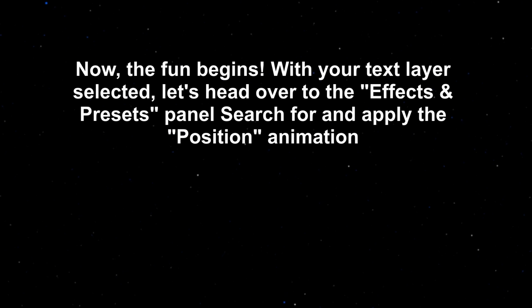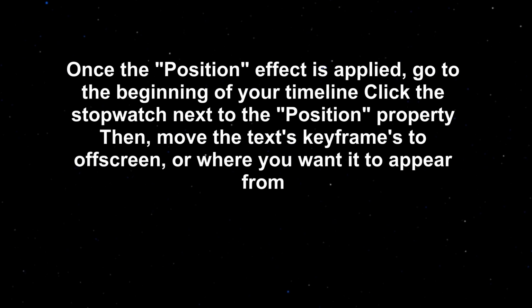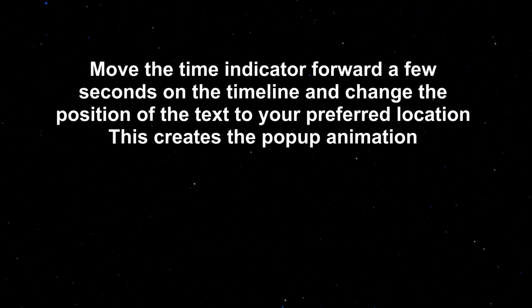Now, the fun begins. With your text layer selected, let's head over to the Effects and Presets panel, search for and apply the position animation. Once the position effect is applied, go to the beginning of your timeline, click the stopwatch next to the position property, then move the text's keyframes to off-screen or where you want it to appear from. Move the time indicator forward a few seconds on the timeline and change the position of the text to your preferred location. This creates the pop-up animation.